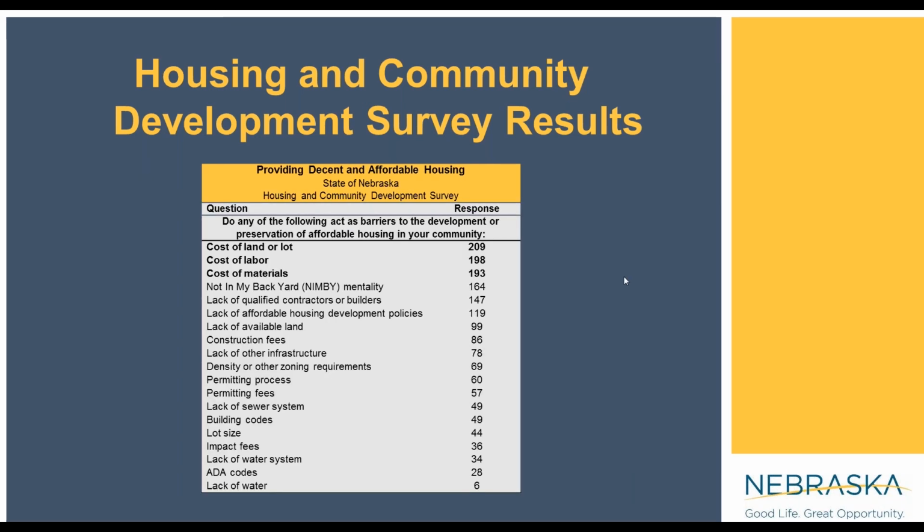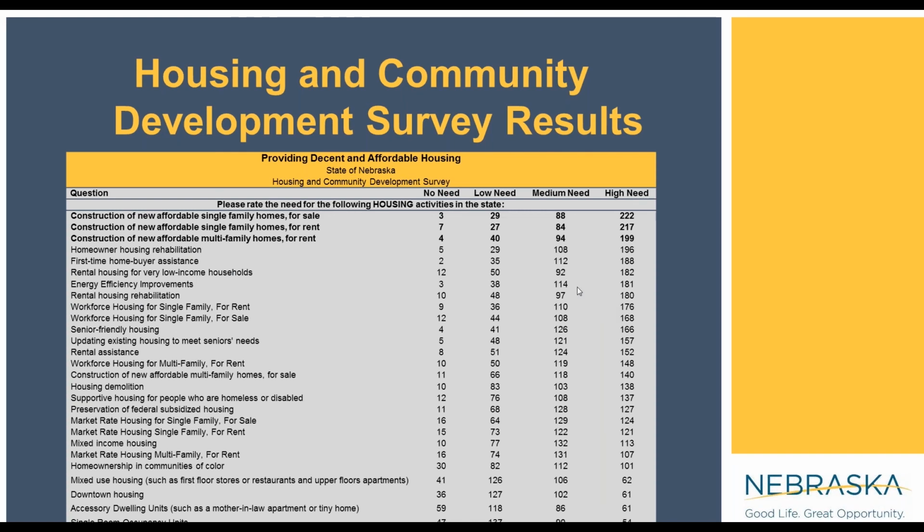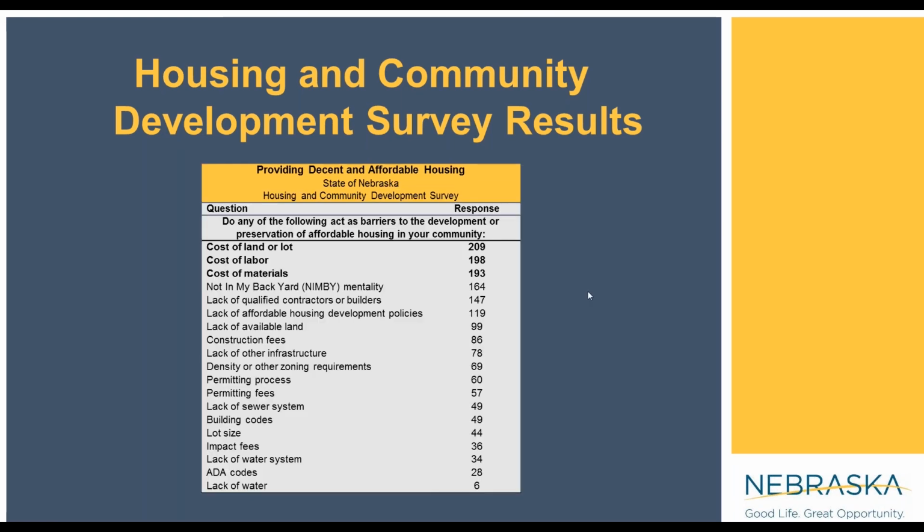Do any of the following act as barriers to the development or the preservation of affordable housing in your community? The first slide clearly shows that there is a perceived need for affordable single-family and multifamily homes for rent and sale. Well, what are the barriers to bringing those to the market? Cost of land, cost of labor, and cost of materials. The cost is the highest barrier. When building affordable housing, you want to make it affordable, however, bringing that to the market is difficult based on the cost factors.